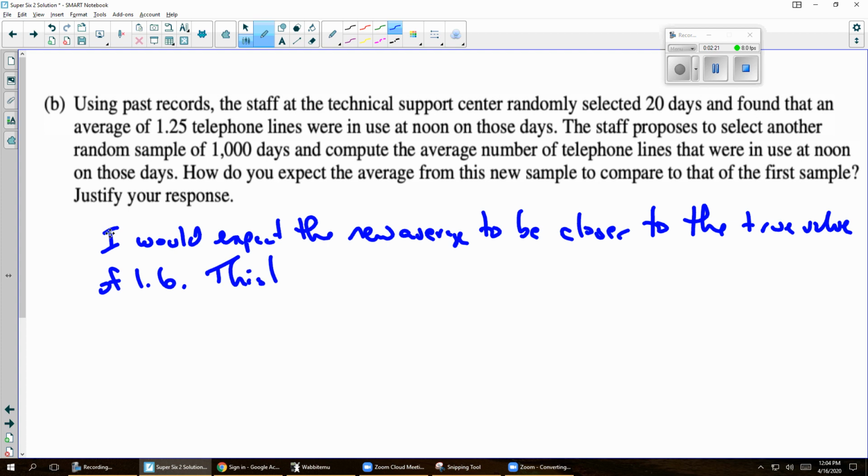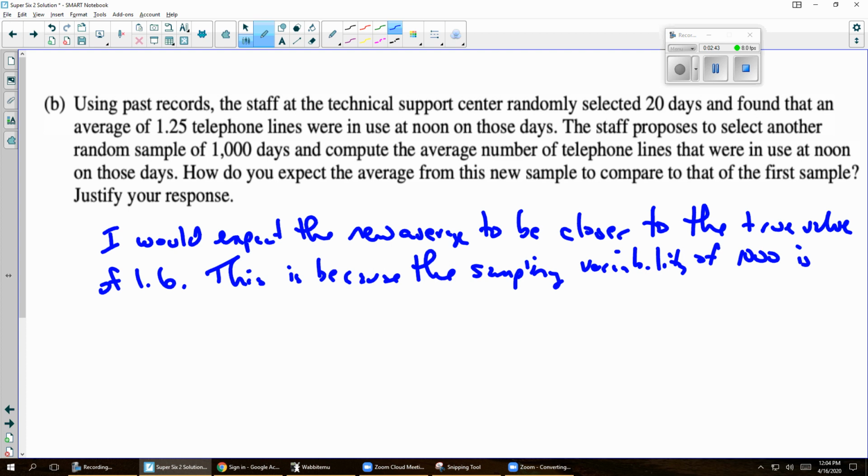This is because when I look at 1,000, the variability is reduced. So the mean is closer to the true mean, or to the parameter.